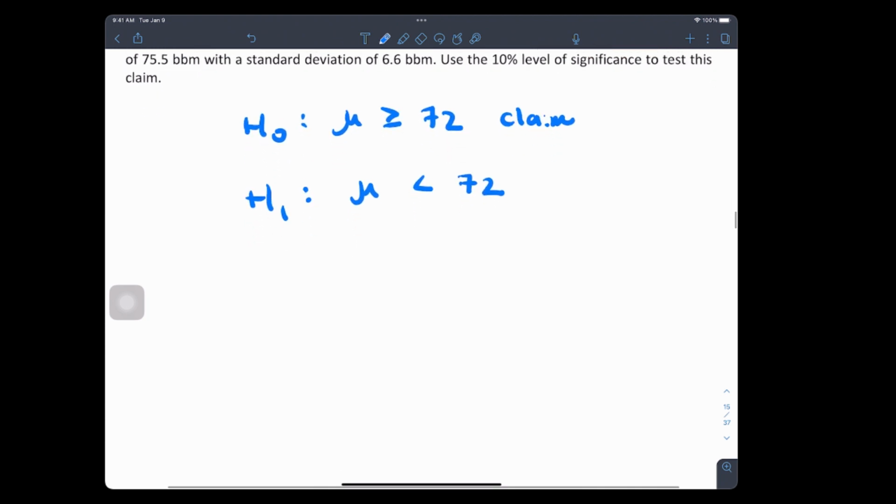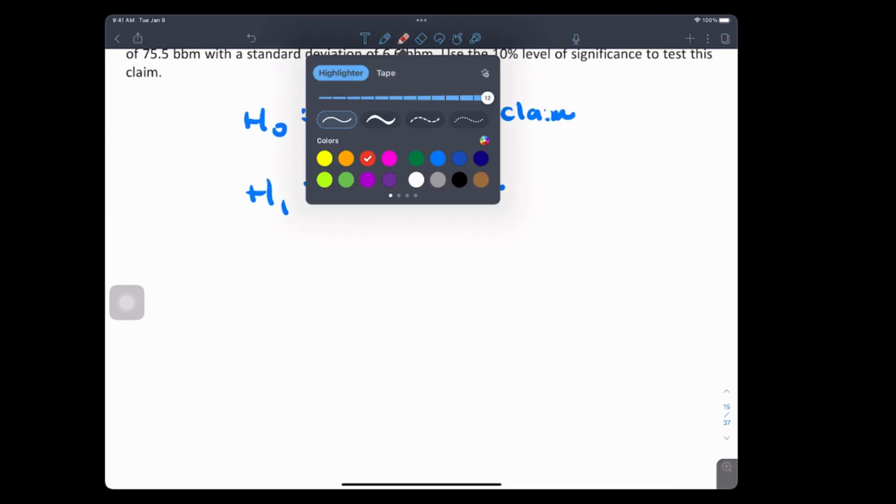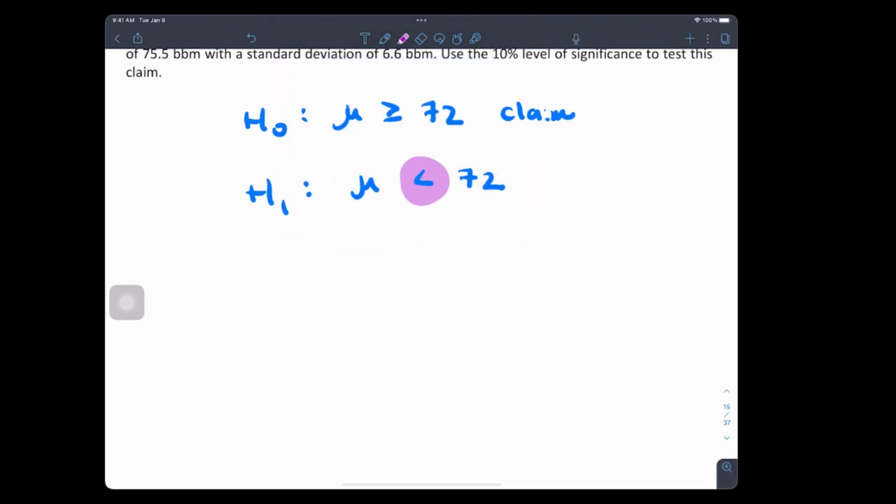So far, so good? Now, what I do, because I already know what's going to happen in my TI, I got to know if it's a left tail, right tail, or two-tail test. I already look at that alternate hypothesis and I notate this is a what? A left tail test. I keep that in mind.